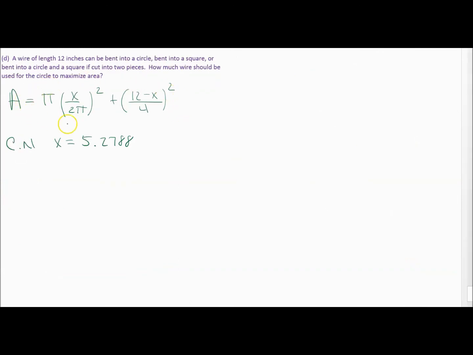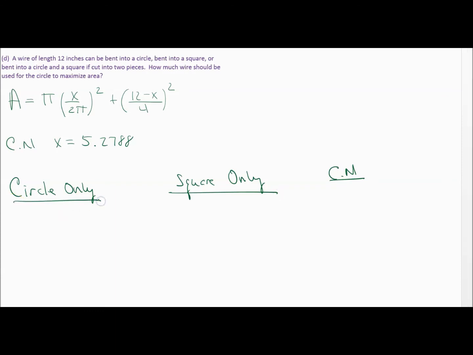Remember, we had a formula for area. That's it, not multiplied out. And we have a critical number. Now we're supposed to take the critical number and plug it in, but remember we also have some endpoints that are going on in our situation. Remember, there's one possibility of the circle only. And remember, there's one possibility of the square only. And then we have the critical number we could plug in. So these are like 3 different situations. If we did the circle only, wouldn't really be an issue.